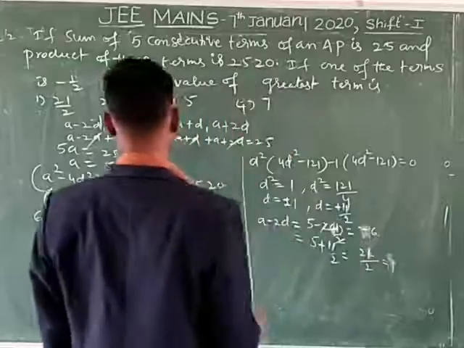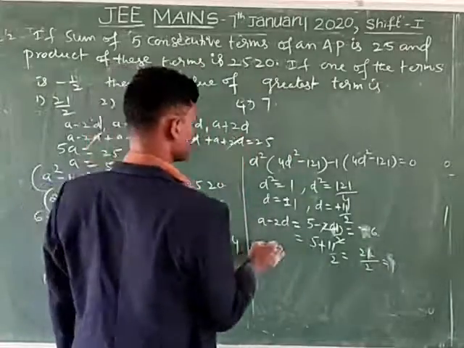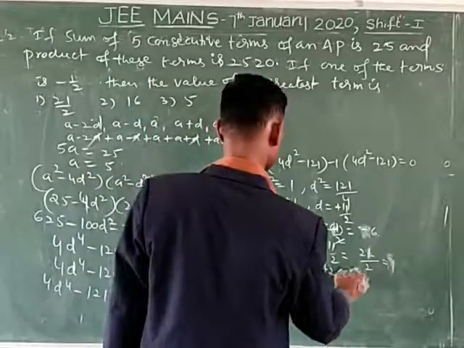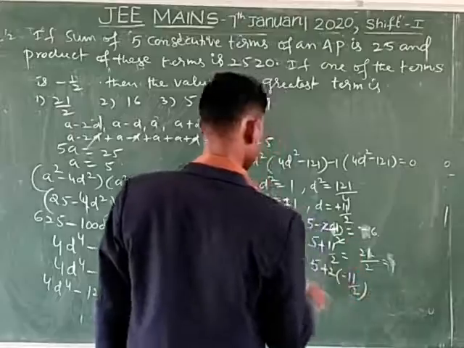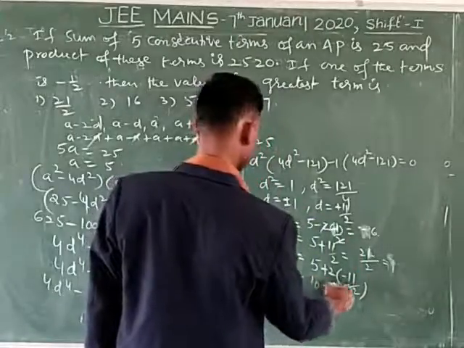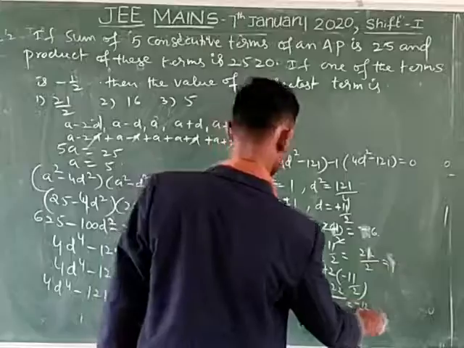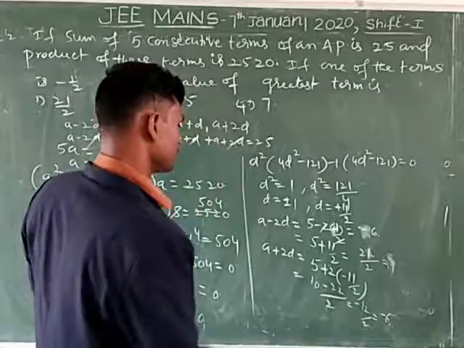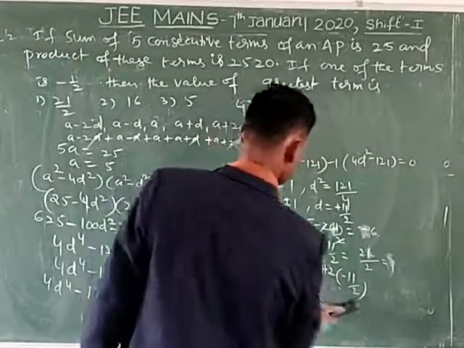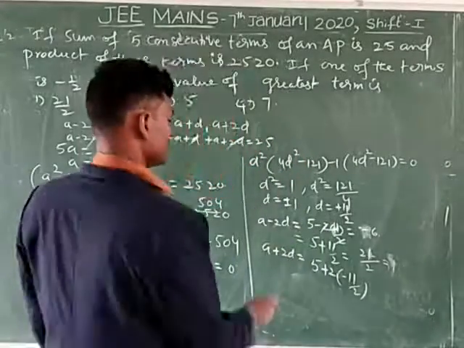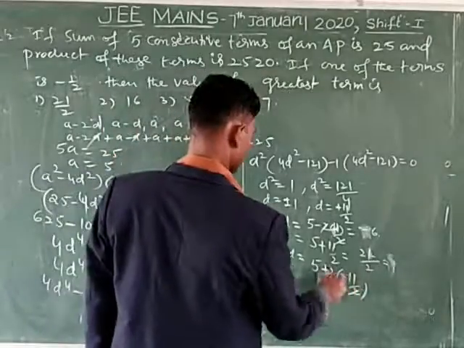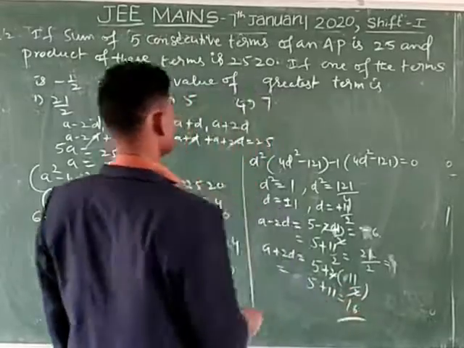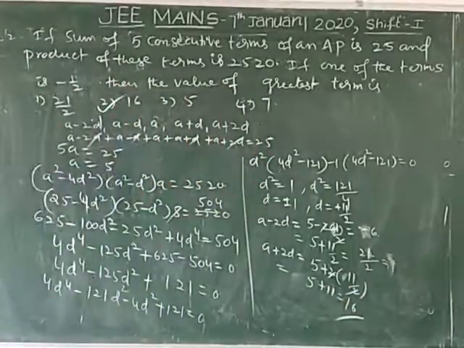Suppose here the greatest term we have to take, means a plus 2d. A plus 2d you have to take, means here 5 plus 2 into minus 11 by 2, you have to take once. 11 by 2 means here 5 times 2 is 10, minus 22 by 2 is equal to minus 12 by 2 is equal to minus 6. This is also not the greatest term. Then you have to check one more. You can take here plus, 2 to cancel, 5 plus 11 is equal to 16. This is the greatest term.